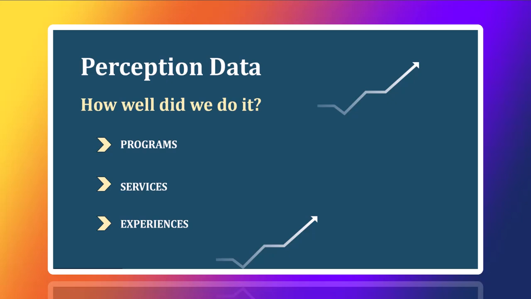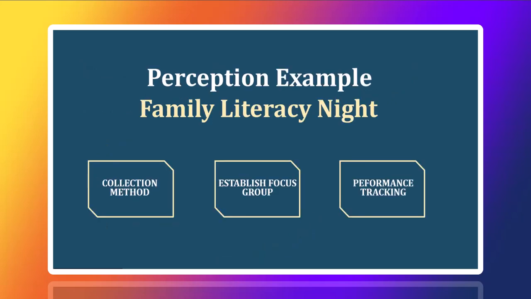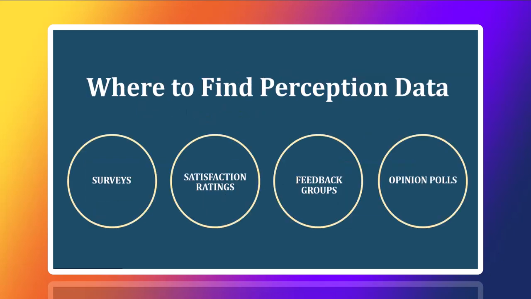Next is perception data. Perception data answers the question, how well did we do it? In other words, it tells us people's views and feelings about a program, service, or experience. For example, you might survey participants after a family literacy night to determine if they feel that they learned new tools to help their child with reading. Perception data can be found in survey responses, satisfaction ratings, feedback groups, and opinion polls.